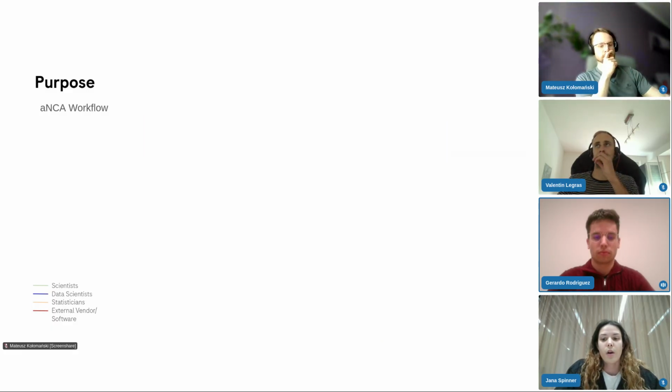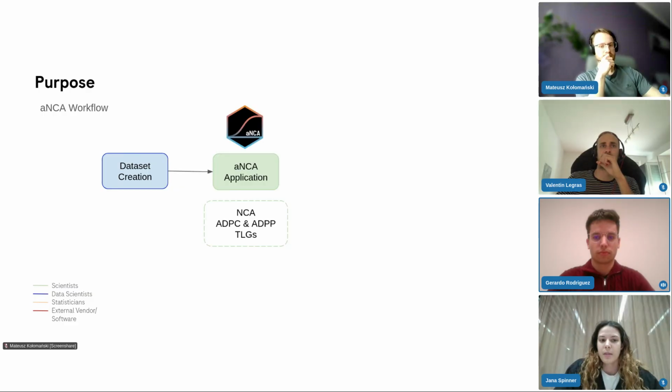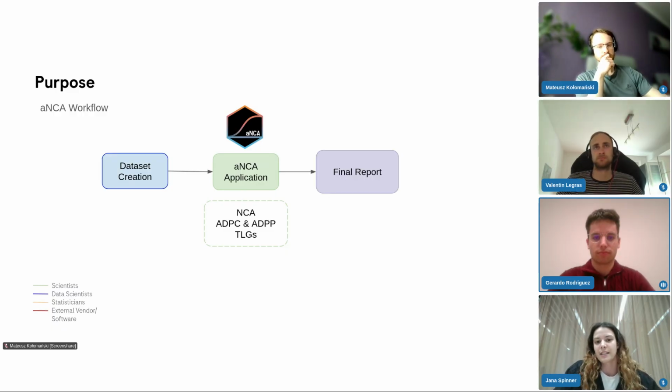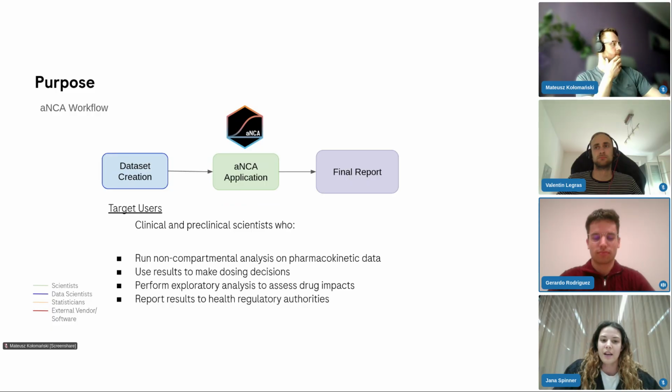So with our new workflow that we are developing, we create the data set as the data scientists. We don't have a data order anymore. We just create it based on what is needed. And this aNCA application, this package that we're presenting today, covers the NCA analysis, the creation of the ADAM data sets, and the creation of the TLGs, all in one handy application. And that can then be exported and sent to the final report. So this is much cleaner. It's an end-to-end process. It's a lot more streamlined and efficient. And it just avoids all the problems that were there before.